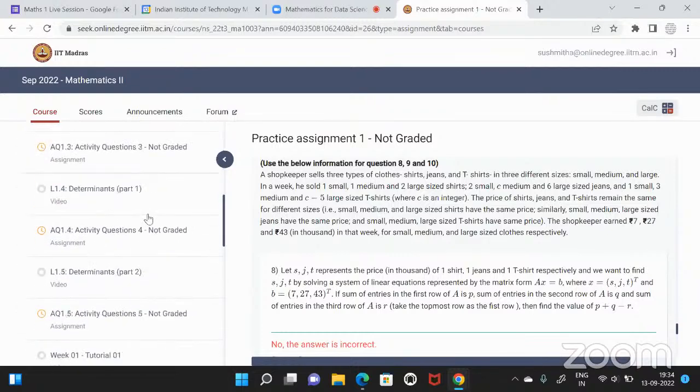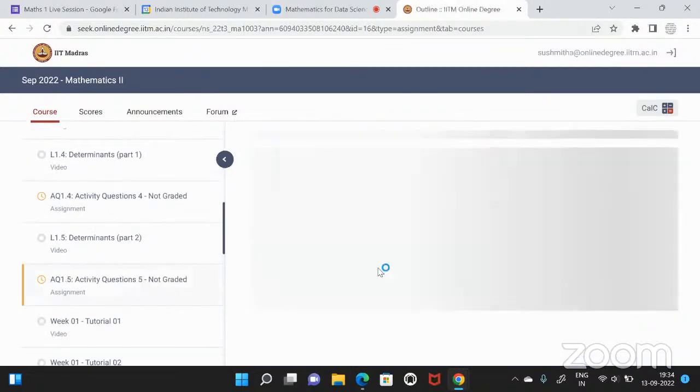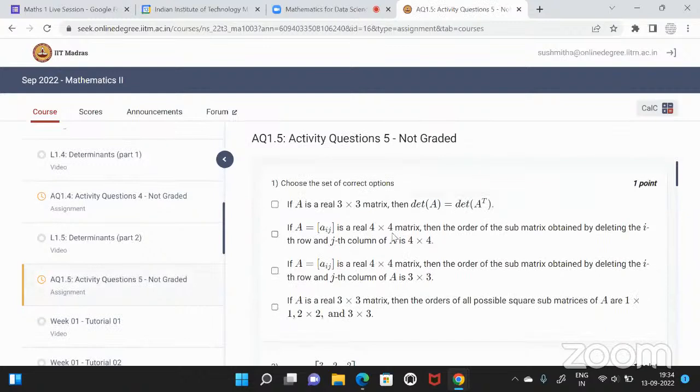Ma'am, I have a doubt in activity question 1.5, in the first question. Here in the fourth option, it is given that submatrices can be of all possible orders, and the 3 by 3 order is also included. You can consider the matrix as a submatrix of itself. Every set is a subset of itself, no? Okay, yeah.